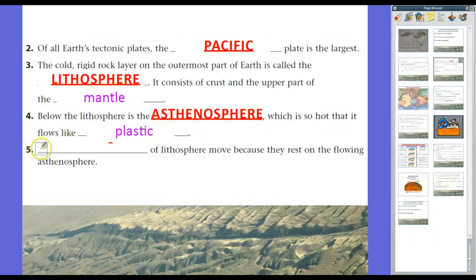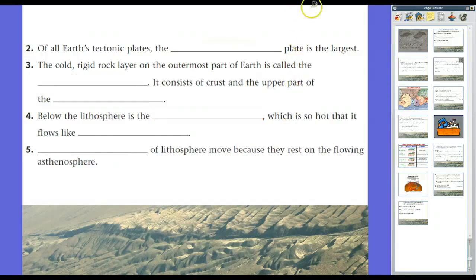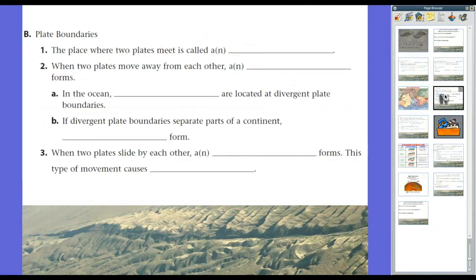That's what the asthenosphere does in relationship with this, but also plates of the lithosphere will move because they rest on the flowing asthenosphere, which I just talked about. So that's how they move. They slide across the asthenosphere really slowly, because remember, the asthenosphere only moves at about the speed at which your fingernails grow.